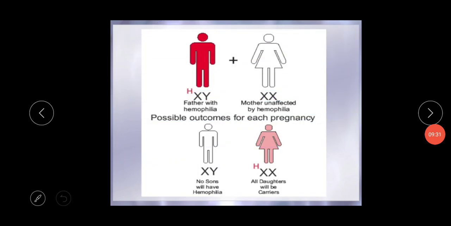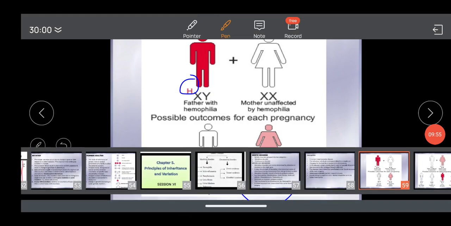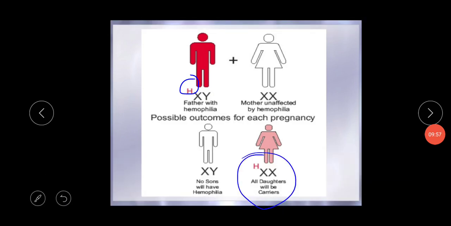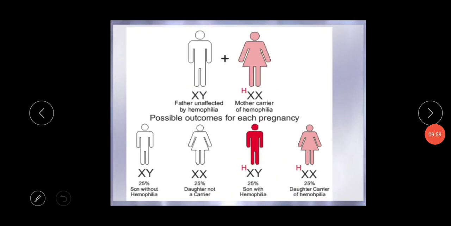Next, I have made a diagram: this is the father with hemophilia. This XH means hemophilia, and the mother is unaffected. The possible outcomes when you cross father and mother: all daughters will be carriers, not hemophilic, and the next one is the normal son, XY. So these are the basic things of hemophilia.